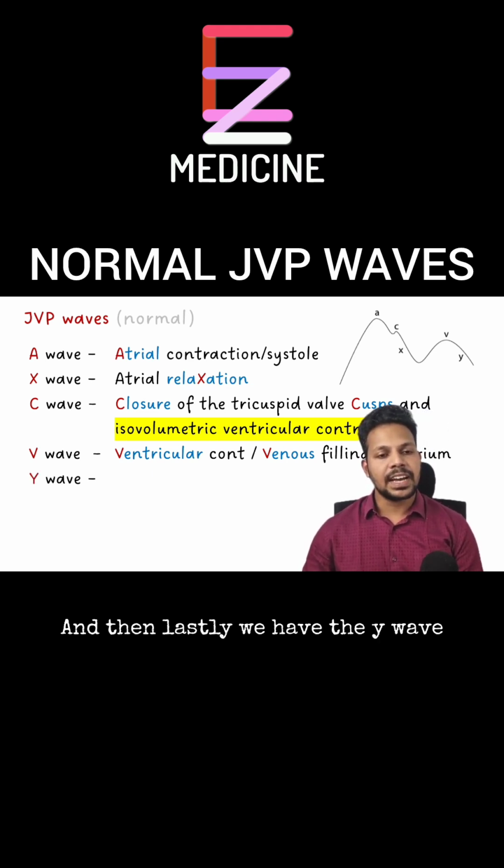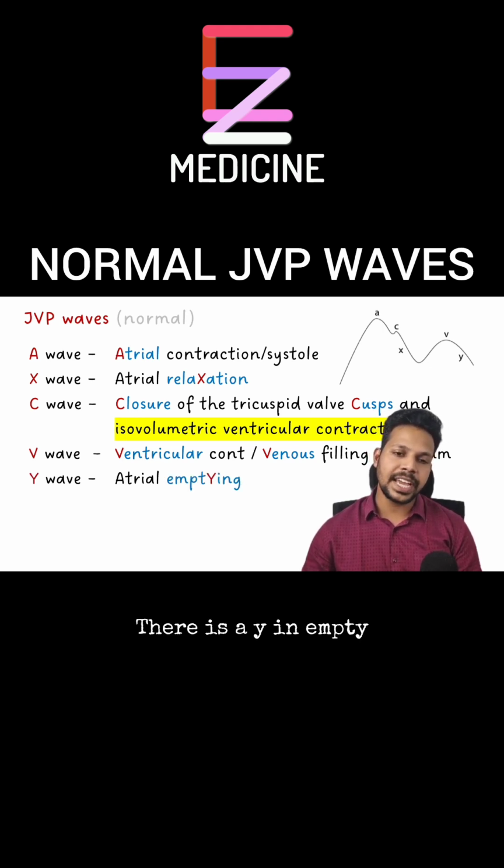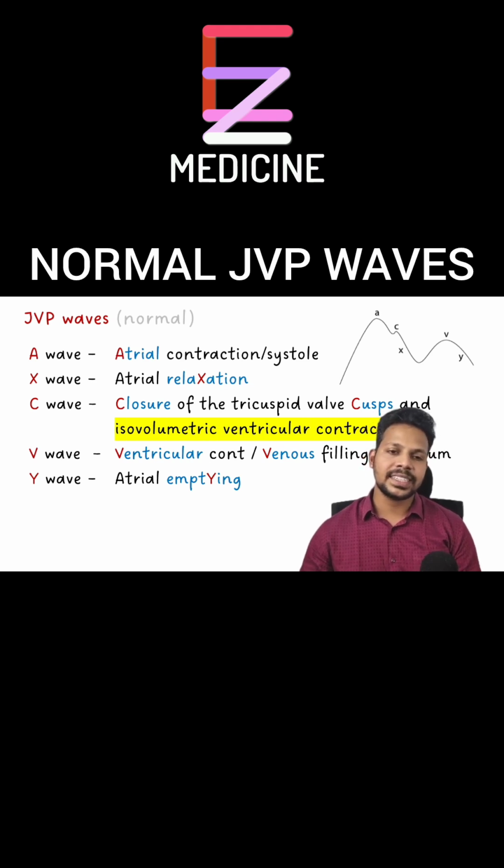And then lastly, we have the Y wave or the Y descent, which corresponds to the atrial emptying. There is a Y in empty and there is an X in relaxation. That is why you can understand it as atrial relaxation, that is an X wave, and atrial emptying for Y wave.